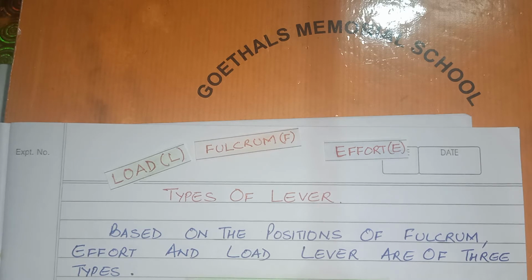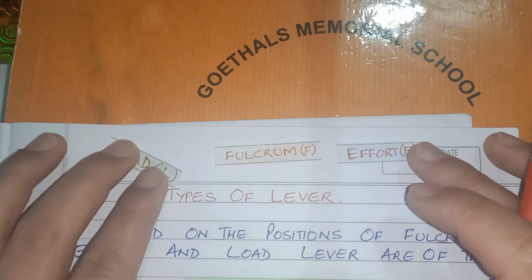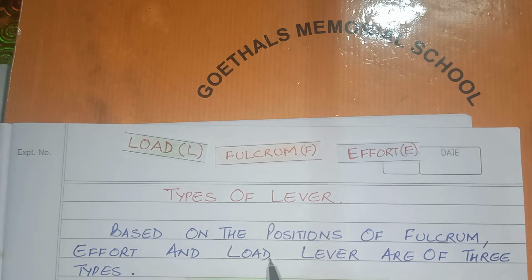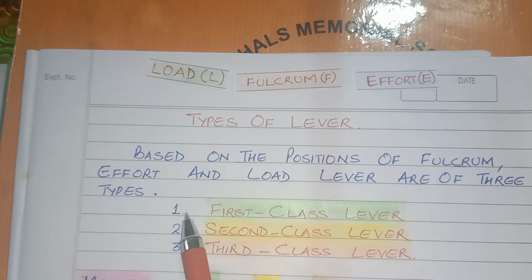Please understand this part very clearly, because most of you have not answered this question related to this part correctly. So please pay attention and try to understand this part. Okay, boys? Based on the position of fulcrum, effort and load, levers are of three types. What are they? The first type is called first class lever, the second type is called second class lever, and the last one is called third class lever.